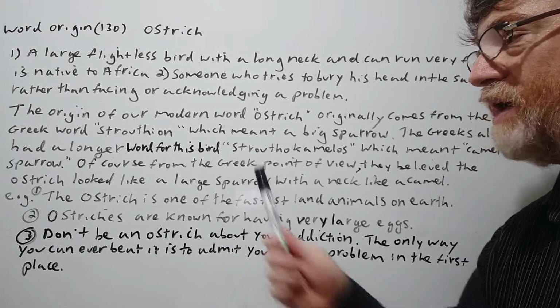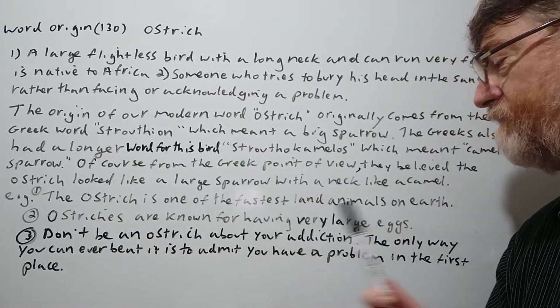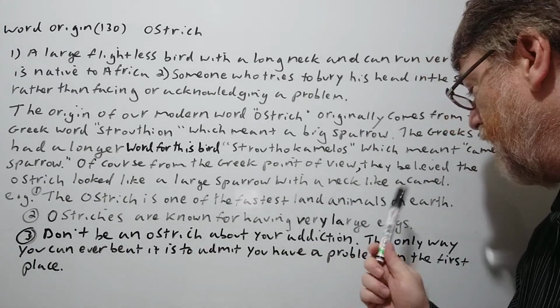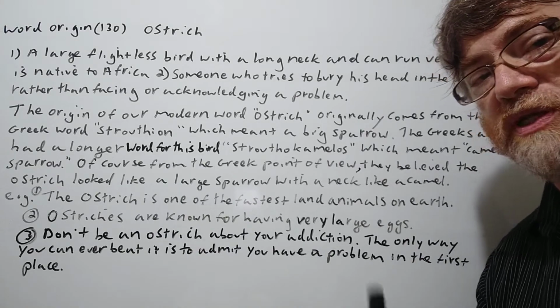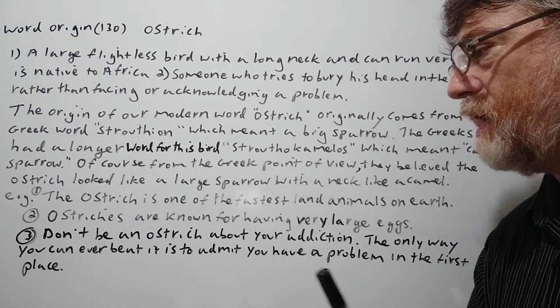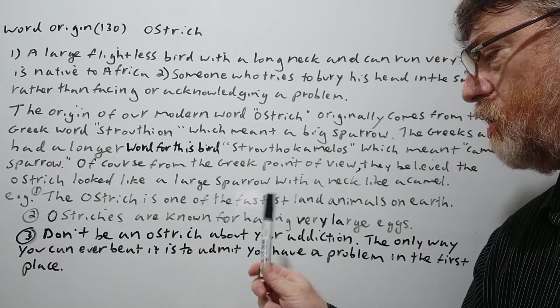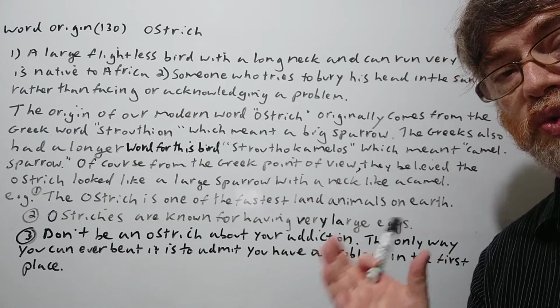All right, and we have three examples of it here. First one: the ostrich is one of the fastest land animals on Earth. We know that they can run very, very fast. Number two: ostriches are known for having very large eggs. Yeah, ostrich eggs are huge.